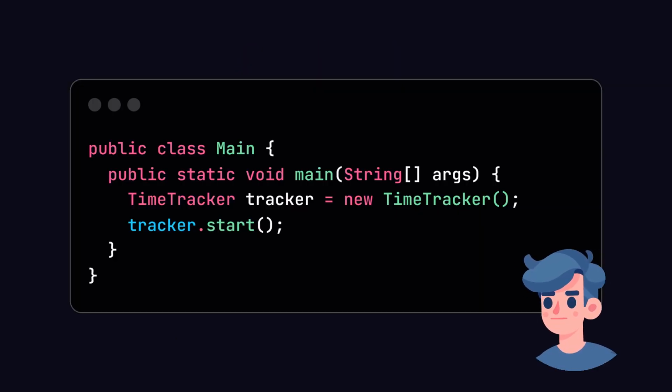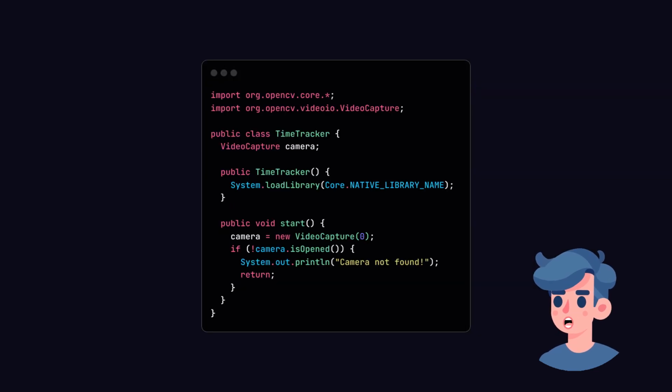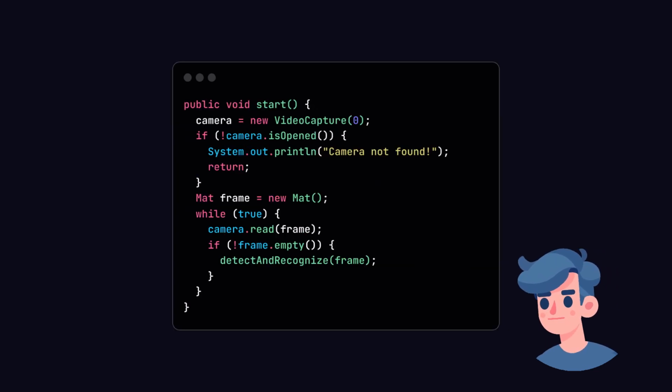We will need a main class, a time tracker class that handles the facial recognition logic, and a face recognizer class for the facial recognition functionality. In the time tracker class, we'll set up our main logic for handling time tracking. We'll initialize the camera and start capturing frames. Next, we need to create a loop that continuously captures frames from the camera. We will process each frame for face detection and recognition.